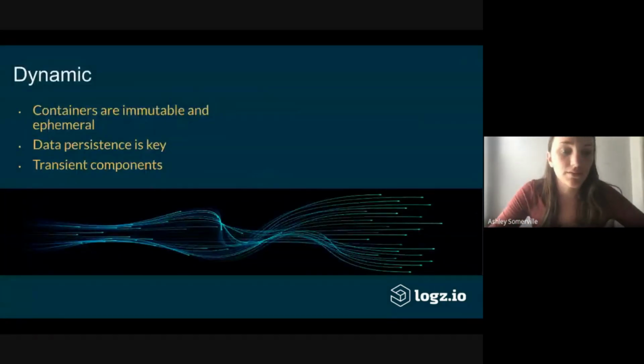The first one, and probably the most important, is dynamic. Containers are immutable and ephemeral: they start, they upgrade, they restart. They have all of these different states that they can be in. If you think about a time that you had a problem while running Kubernetes, the whole pod goes down, it comes up, and if the container restarts, you lose the logs. So the key to this is data persistency in real time. If you're not persisting the data, then the data is gone and you can't troubleshoot what the root cause of the issue is.